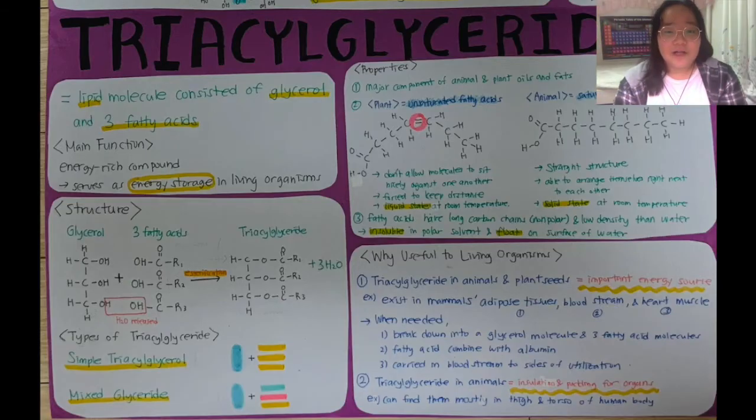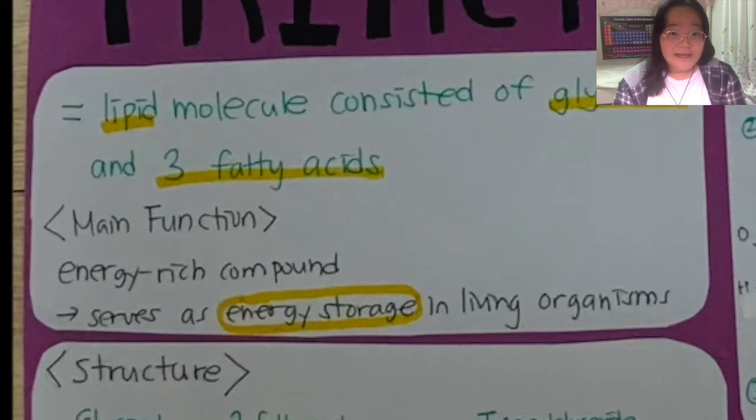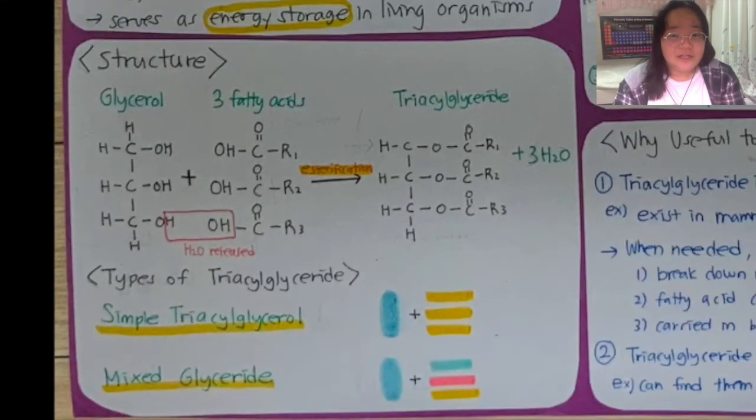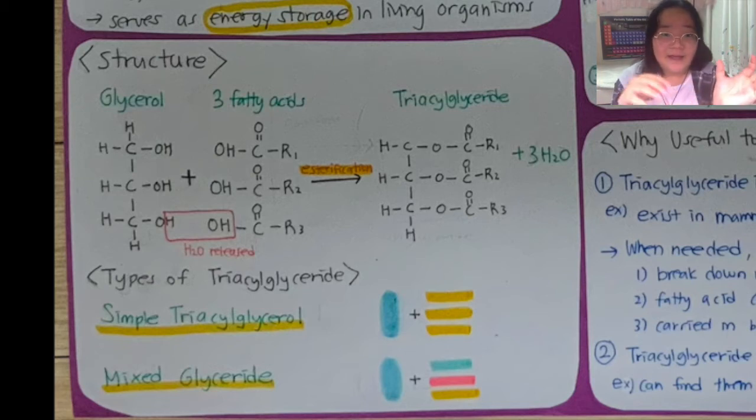Now let's move on to triacylglyceride, also known as triglycerides. This is an energy-rich compound that serves as an energy storage in living organisms. As you can see from the picture, it's a lipid molecule with a basic structure that consists of glycerol and 3 fatty acids. Glycerol is the backbone of the triacylglyceride, which is a water-soluble alcohol, and fatty acids are chains of carbon atoms with a methyl group on one end and a carboxylic acid group at the other.